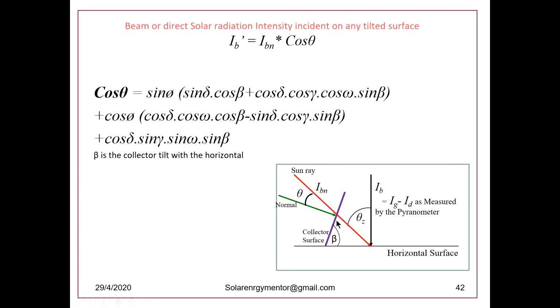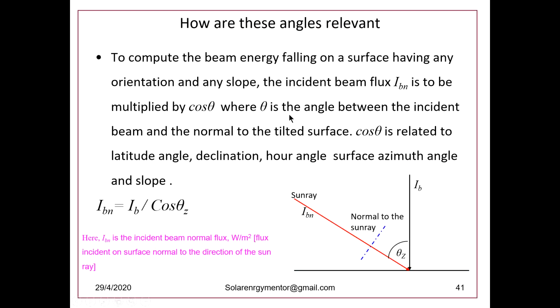So suppose this is a collector surface, normal to the surface, and then the angle between the sun ray and normal to surface is this theta. So this is the incident angle. Now cos theta is related to latitude angle, declination, hour angle and surface azimuth angle and slope of the collector. Now we will briefly discuss the beam normal flux.